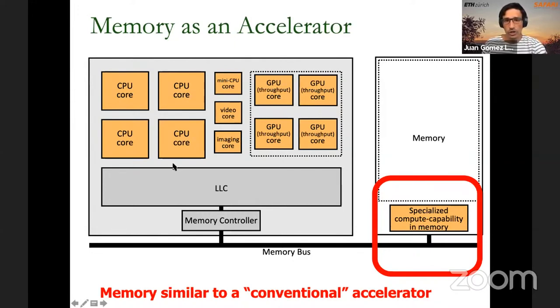First of all, because the CPU, or the SoC, maybe including even GPU cores, can communicate with memory through the memory bus. So it's not like an external bus similar to PCI Express. So here, potentially, we can have also more bandwidth in this memory bus.